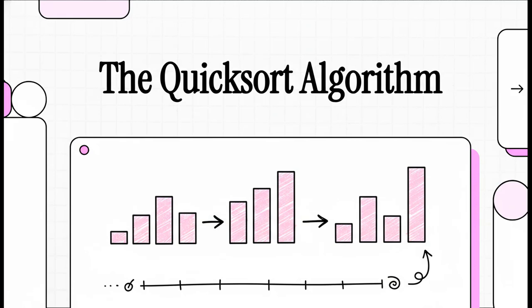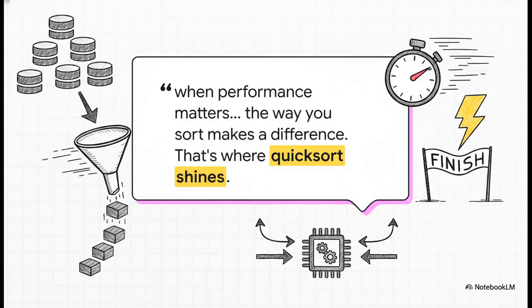All right, today we're going to tackle one of the absolute legends in the world of computer science, the Quicksort algorithm. Think about it. When performance really matters, like when you're digging through massive databases or trying to handle millions of user records, the way you sort your data makes all the difference. It's the line between a system that feels super snappy and one that just crawls.